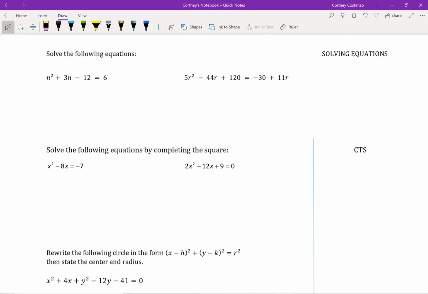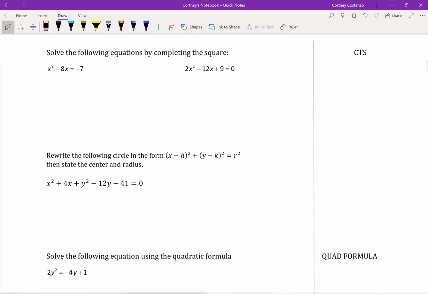All right, solving for the following equations. This is literally just getting equal to 0 and factor t-charting. I am not going to take the time to go over that. I hope by now we all know how to do that. Completing the square, the first example would be very straightforward and very easy, so I'd rather do a more complicated one, so I'm going to do the second example.